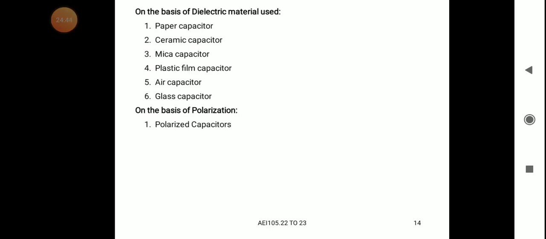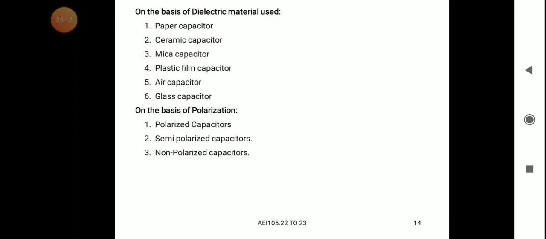If you use plastic film, it is called a plastic film capacitor. If you don't use any dielectric, that is called an air capacitor. If you use glass, that is called a glass capacitor. So paper, ceramic, mica, plastic film, air, glass: depending on the dielectric material, these are the classifications.